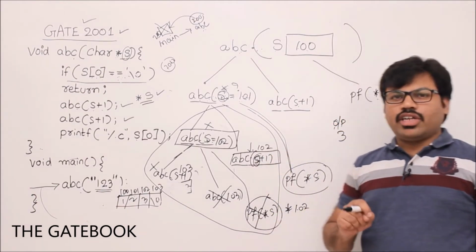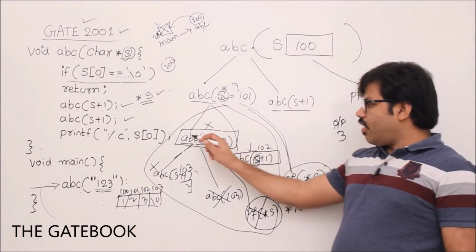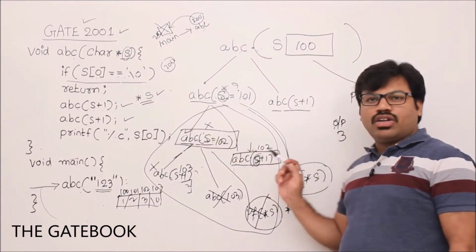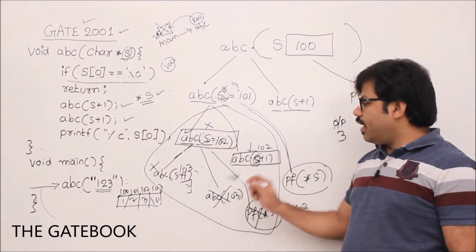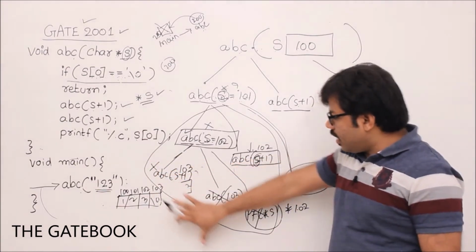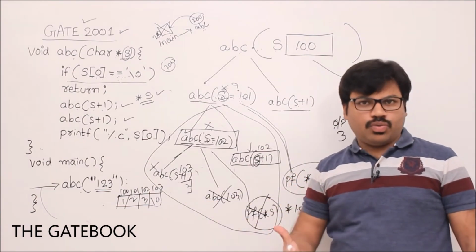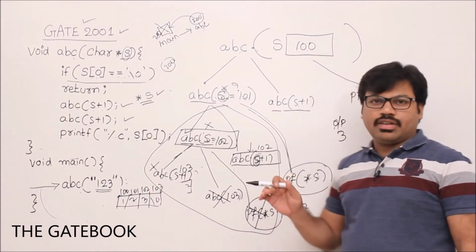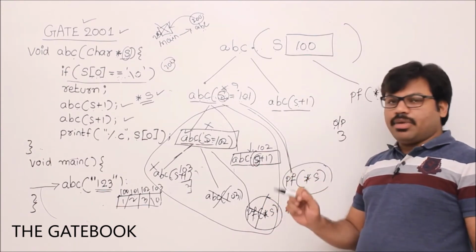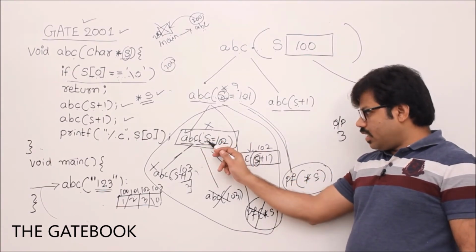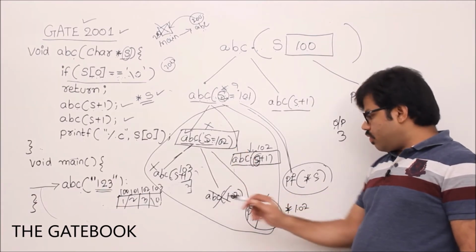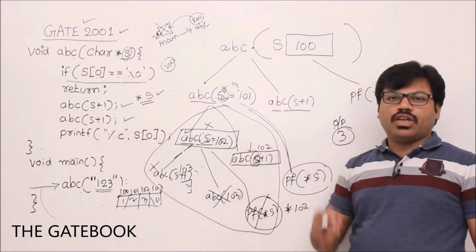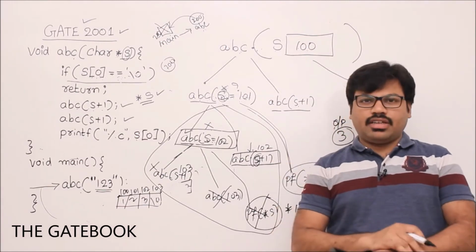Here I would like to tell you one trick. Already we have evaluated ABC of 102. Again we are evaluating ABC of 102. Then at this moment you definitely get the same kind of evaluation. That's why we don't need to do it again. Understand? I will tell you when to consider this one. So here my statement is ABC of S with value 102, which gives what? Output 3, correct? Now if you call ABC again with S plus 1, that gives output 3 again.